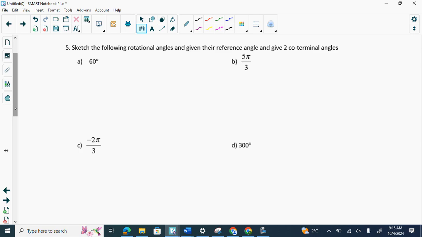When you draw them, though, so for example, when I draw this one, I can convert it to degrees all I want, but I still have to label my axis in radians.